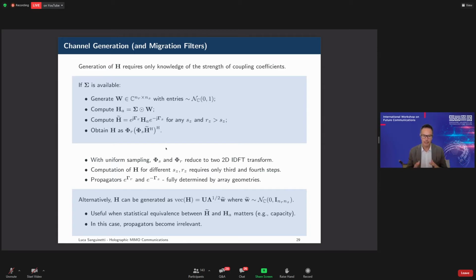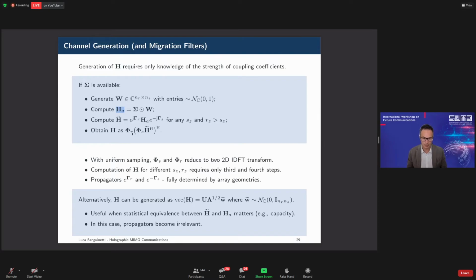Once you have measured the coupling coefficients, the strength of the coupling coefficients, which is given by the matrix sigma here, you just need to generate a random matrix to compute the angular random matrix. Once you have the angular random matrix, you apply the migration filters, the propagation filters, which take into account the position of the source and receiver. And finally, you apply the DFT matrices, or if you want, the semi-unitary matrices, to obtain the channel matrix H.